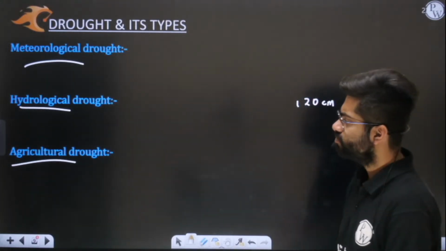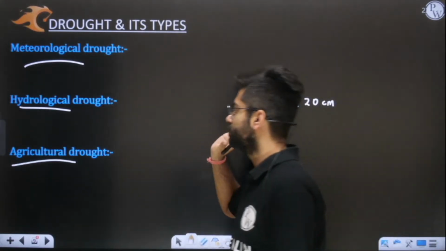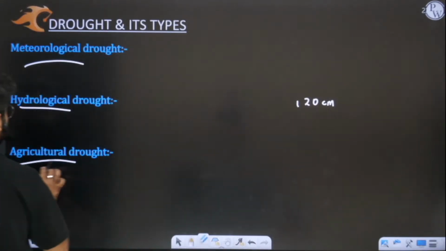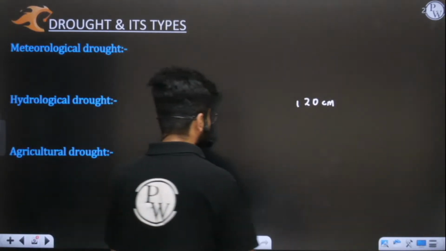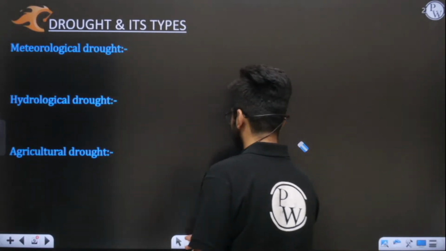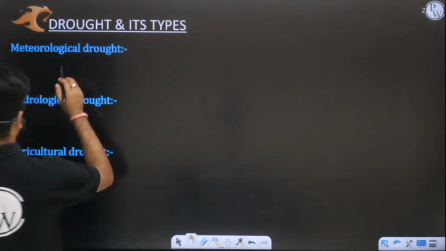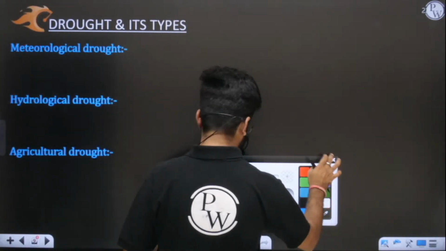So agricultural drought is basically related to your crops, and the other two are general, which will affect all human needs. I hope this is clear. Now let us write down the definitions, with the help of which everything will be clear to you. The very first one is meteorological drought. Wait a second, we'll write with yellow ink.